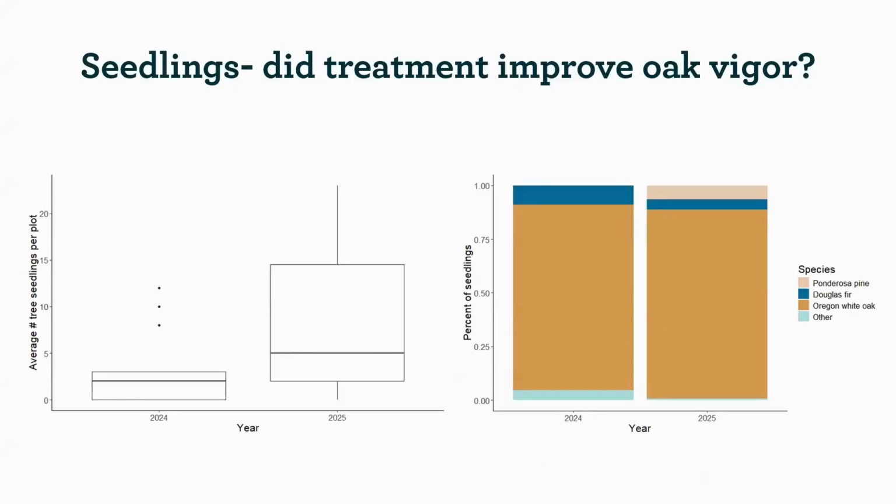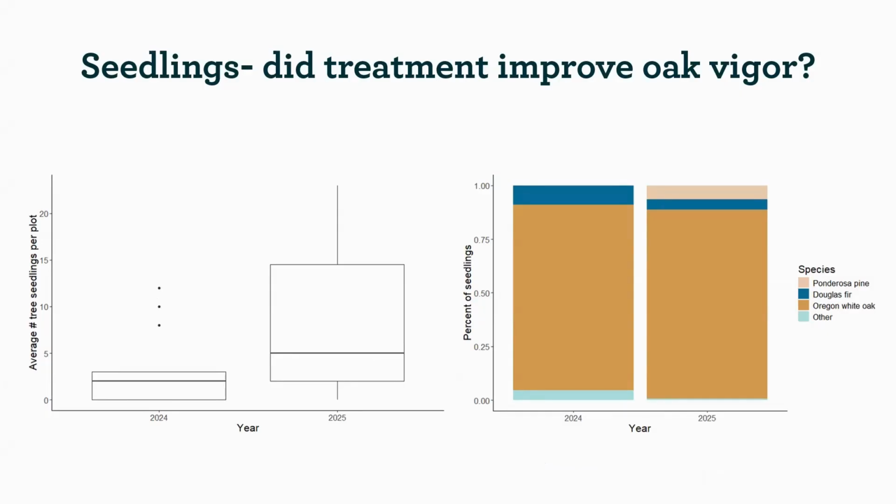We found a significant increase in number of seedlings after treatment. Oregon white oak had the greatest number of average seedlings per plot. Those were measured within a small 6.8 foot radius plot, because sometimes there can be a lot and you don't want to spend a lot of time counting them. There were 2.5 average seedlings for Oregon white oak before the treatment, and then 7 seedlings after the treatment.